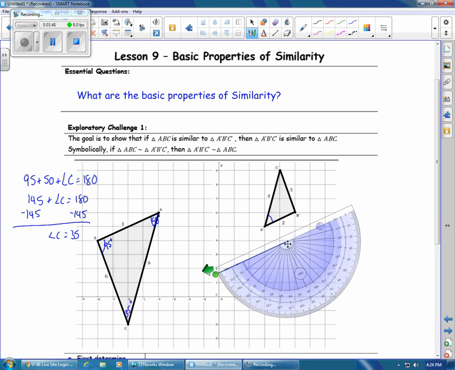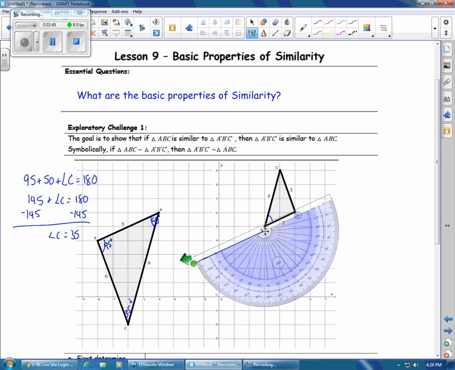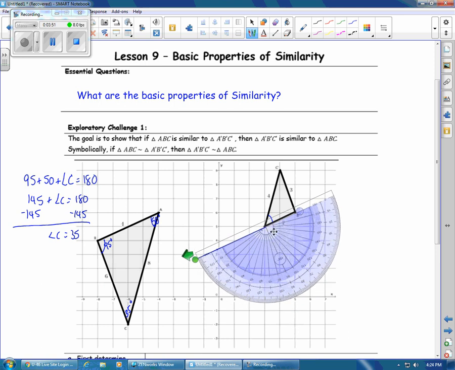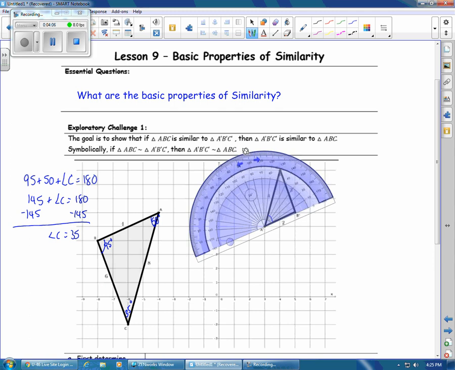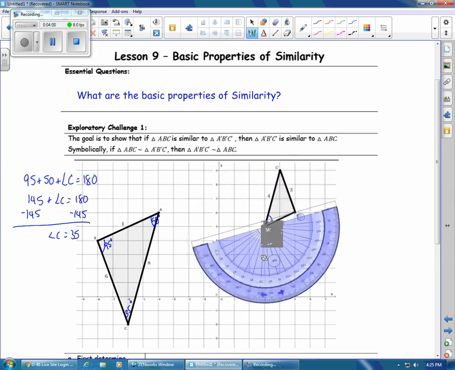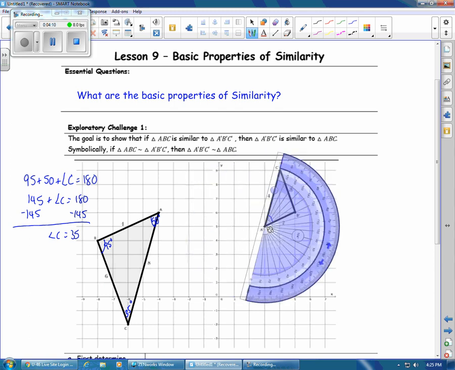So let me check my other triangle to see if these are similar triangles, because all triangles have 180 degrees in them. Let's start with the measure of angle A. I'm going to try to get that right on the vertex there and then spin it around. Okay, we're lined up on 0 there. Let's follow this out, and that line would go up, and we are right on 50.